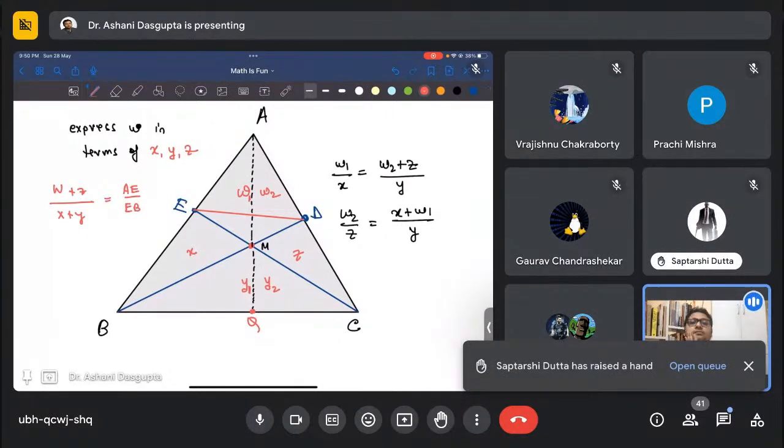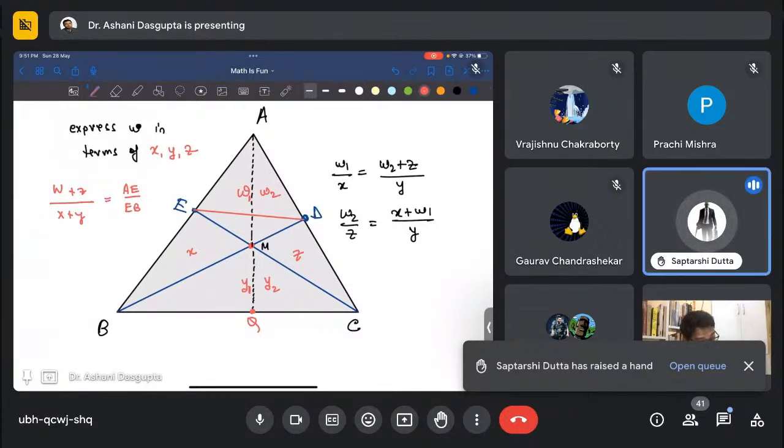Yes, Shaptorshi, go ahead. Hello, sir. Am I audible? Yes, you are. So I have a relation between x, y, and z in terms of the area of triangle ABC. Further, we can get it from W also. Okay. Tell me how to do that.